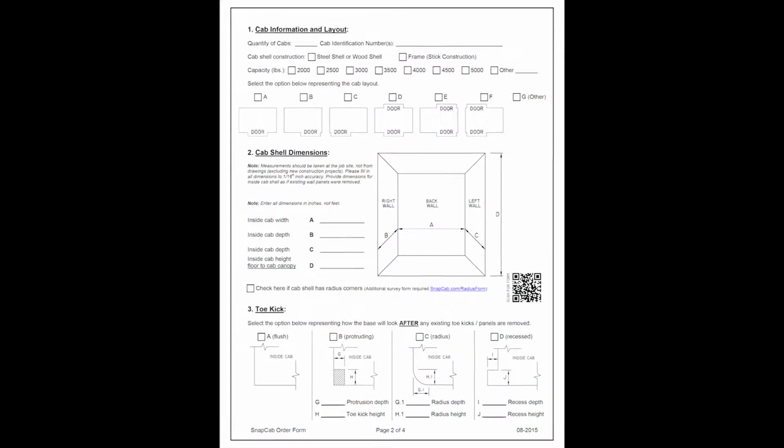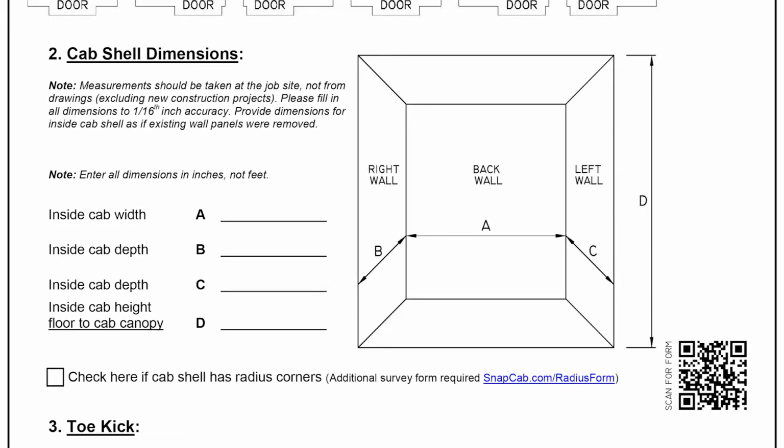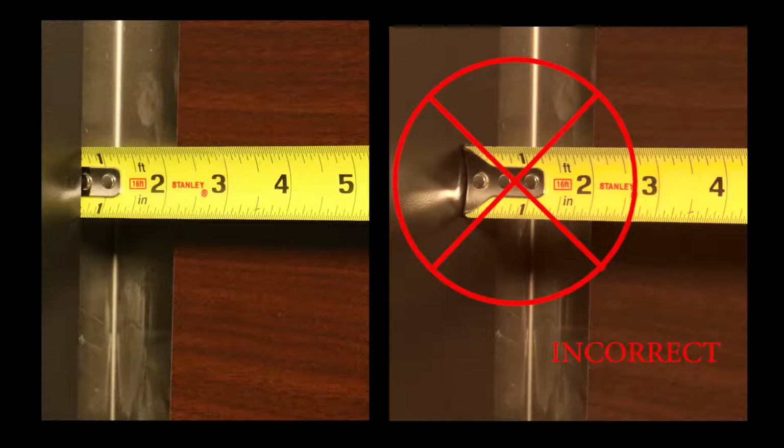Cab shell dimensions. When providing the cab shell dimensions, be sure to take the measurements at the job site, not from drawings. However, if the project is new construction, send the final drawings with the order form. Provide dimensions for the clear inside cab shell as if existing wall panels were removed.